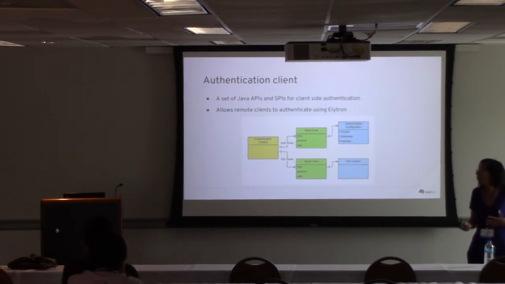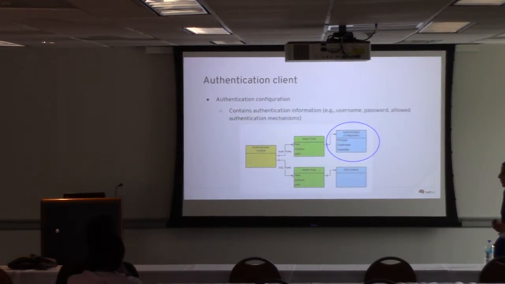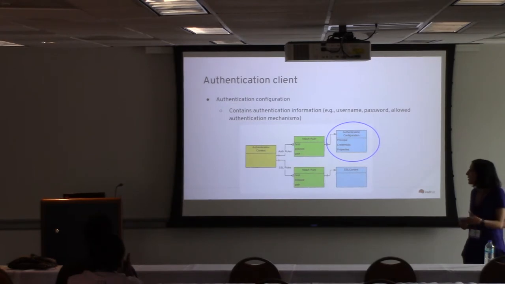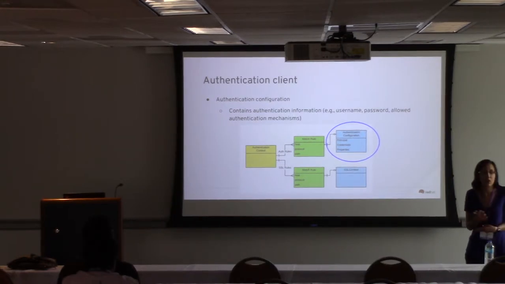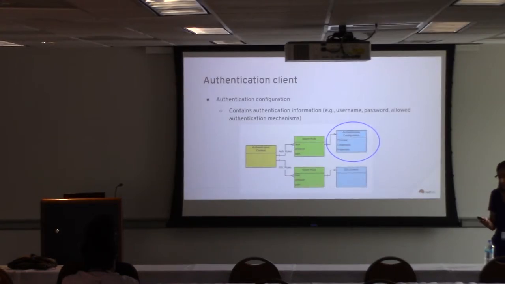So we're now going to go through the components for the Elytron authentication client. The first component is the authentication configuration. It contains all of the information that will be used when attempting to authenticate. So this includes things like principles, credentials, and the authentication mechanisms that should be used. You can also use credential stores here, so you don't have to specify the credentials directly in the authentication configuration.